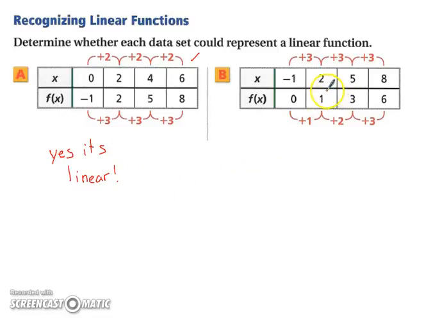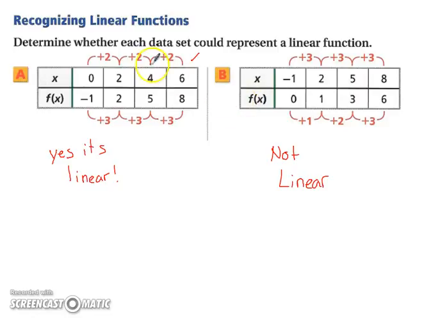Alright, so now let's look at b. X is increasing by 3 each time, but notice f of x, to go from 0 to 1, it's plus 1. From 1 to 3, it's plus 2. From 3 to 6, it's plus 3. Because it's not the same each time, it's not going to be linear. So it is not linear.